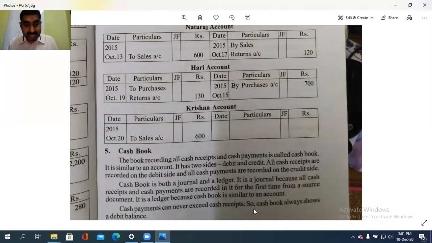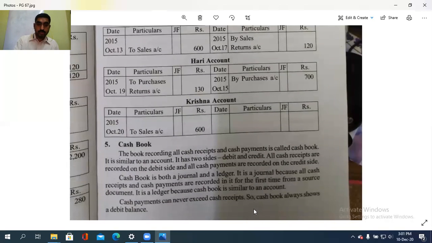Cash book is both a journal and a ledger. It's a journal because all the cash receipts and cash payments are recorded in it for the first time from a source document. It is a ledger because the cash book is similar to an account. Cash book is a journal and a ledger: first, because it is the original entry, all the cash receipts and cash payments are to be recorded in it for the first time from a source document. Second, it is treated as a ledger because the cash book is similar to an account. So that is the case.